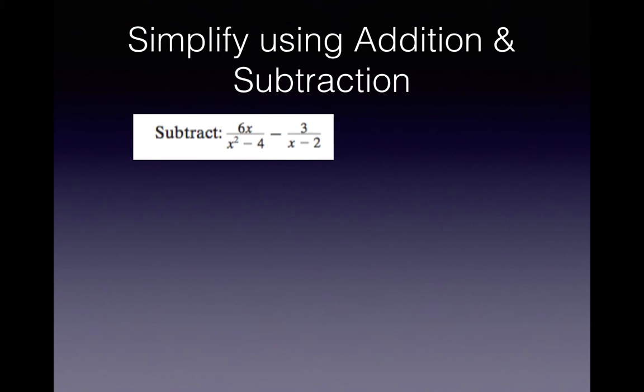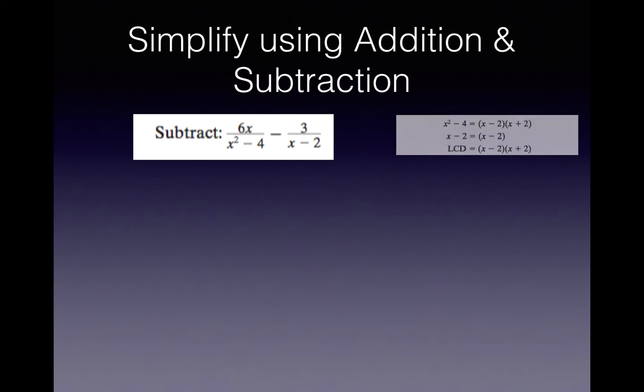Okay, in this case, what's the common denominator? Well, the first thing I would do is look at x squared minus 4. It's the difference of two squares. So it's x minus 2 by x plus 2. Now what that means is I've got in the first fraction 6x all over x minus 2 by x plus 2, and then in the second fraction, minus 3 over x minus 2. So the lowest common denominator is x minus 2 by x plus 2. So the first fraction will remain the same. The second fraction I'm going to have to multiply above and below by x plus 2.